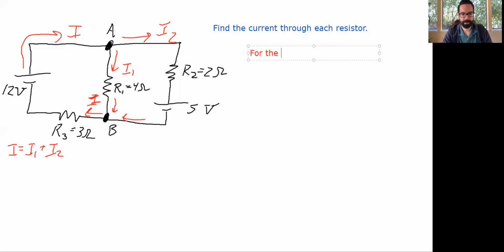For the outer loop, I'll make that a different color. Okay. So for the outer loop, let's say here's my direction. You've got to pick a direction for your loops. Otherwise, you don't know if you're talking about voltage gains or voltage drops. I'm going to pick the direction of my loop like this.